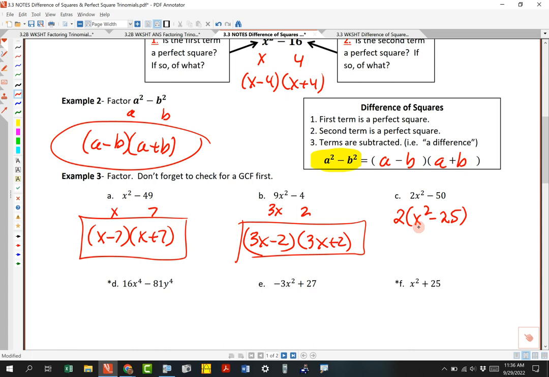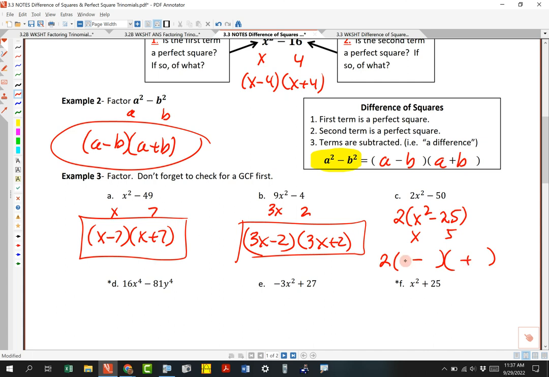Now we take a look at it, and I'm going to ask Jack again. Jack, is x squared a perfect square? Yes. Of what? X. And is 25 a perfect square? Yes. Of what? 5. So those are the two things that we're going to use. I'm going to go ahead and put the 2 out front before I forget it. I'm going to put a minus in the first one. I'm going to put a plus in the second one.